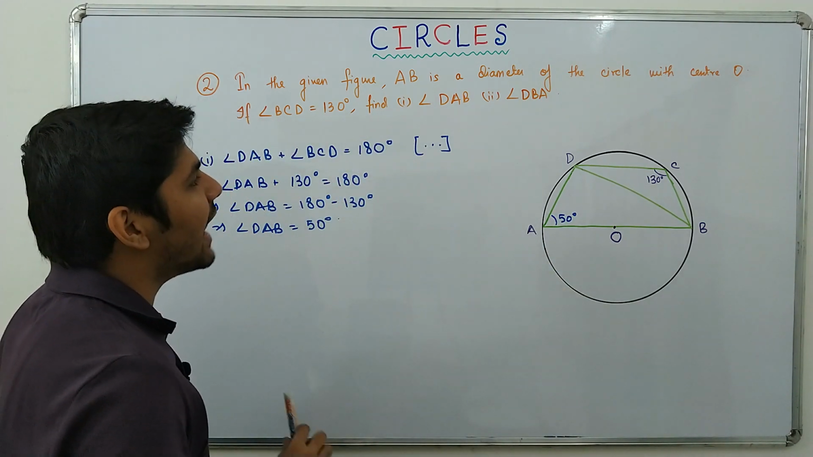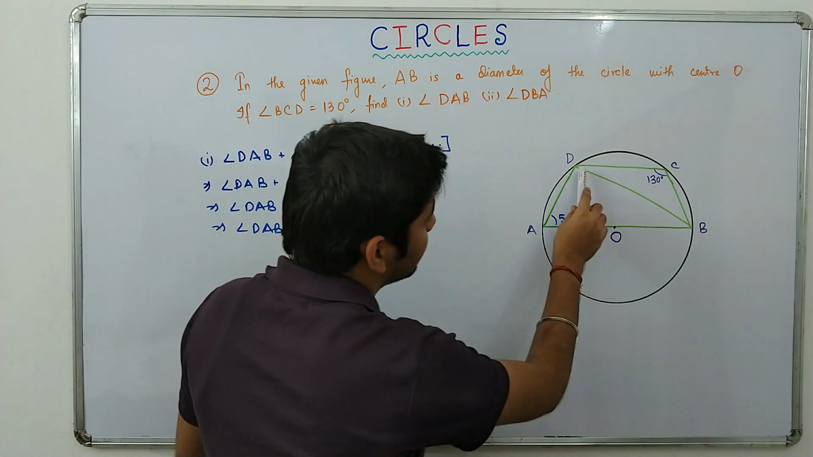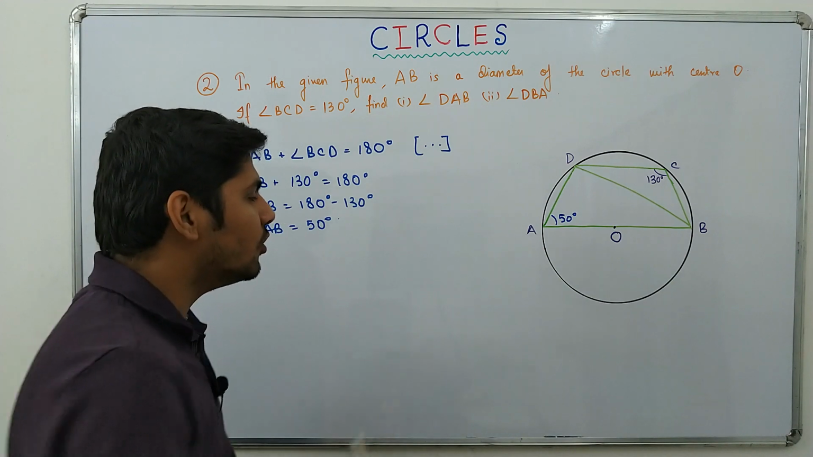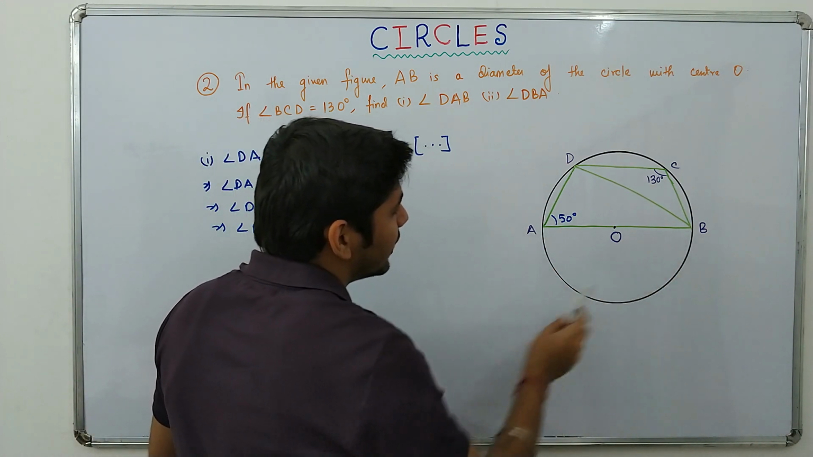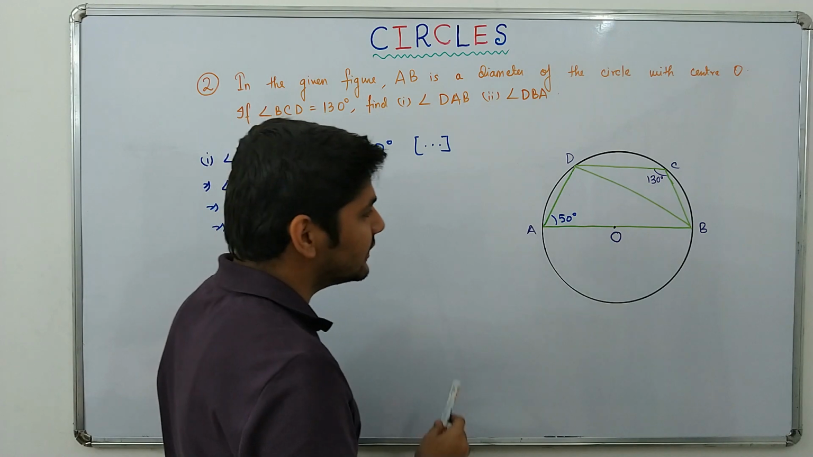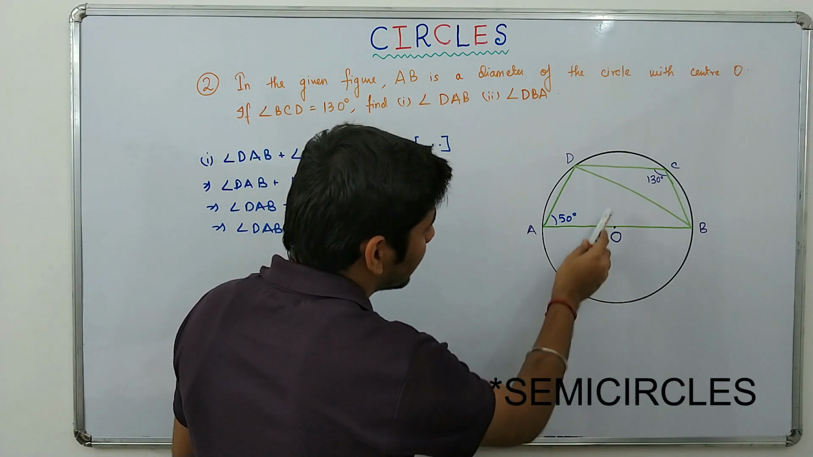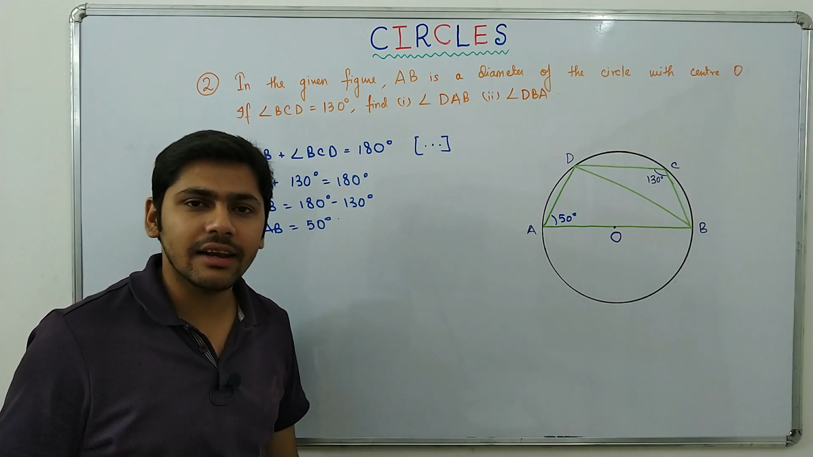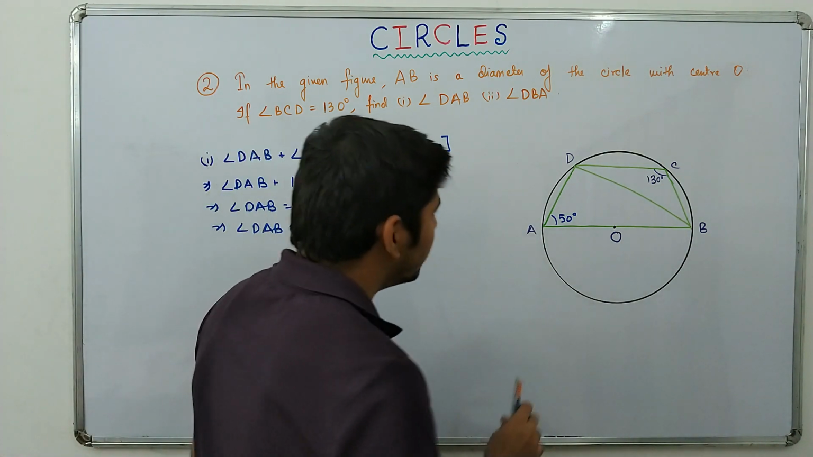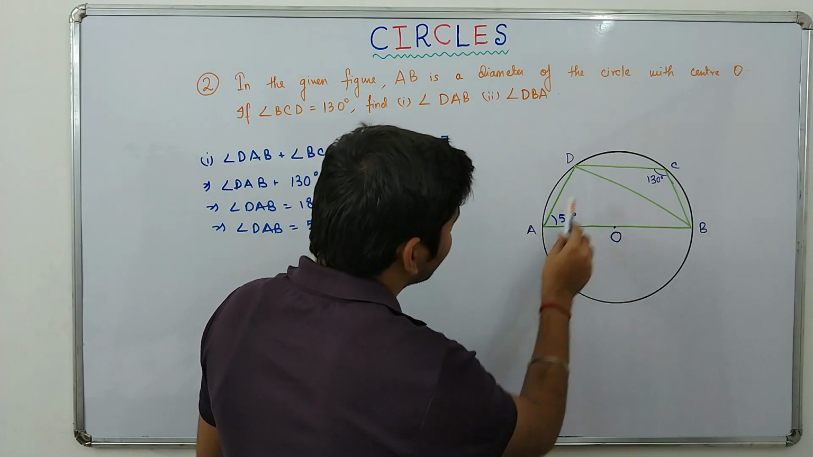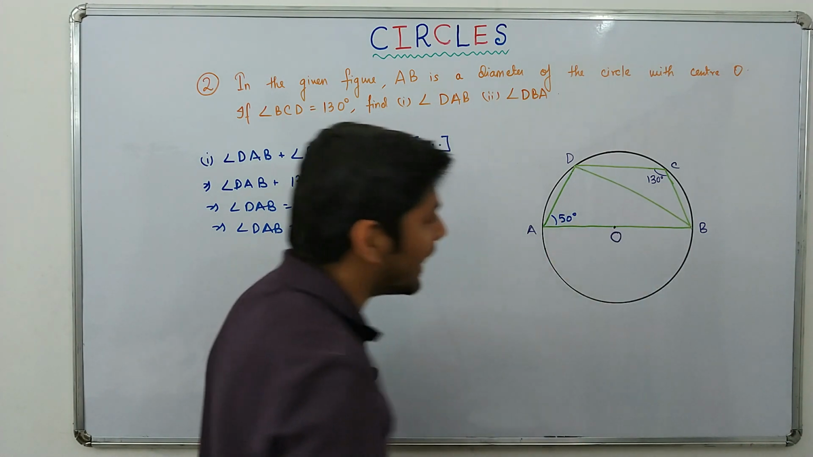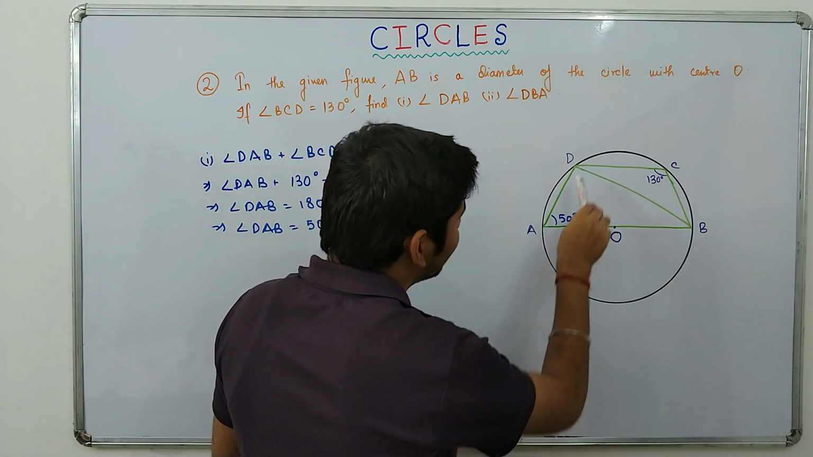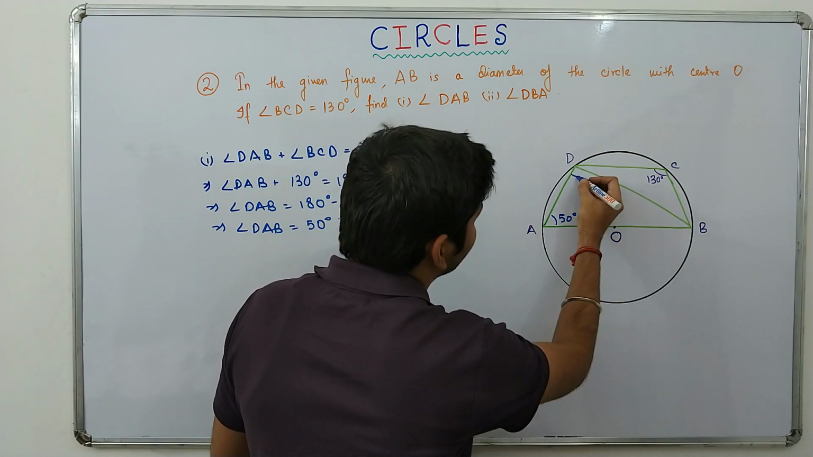In the second one we have to find angle DBA, that means this angle. Okay. Now we know that AB is a diameter of this circle. So AB divides this circle into two semicircles, one this and one this. In the previous video, we studied a theorem that angles in a semicircle are right angles. So we can see over here that angle ADB is an angle in a semicircle. So it will be 90 degrees. So we get angle ADB as 90 degrees.